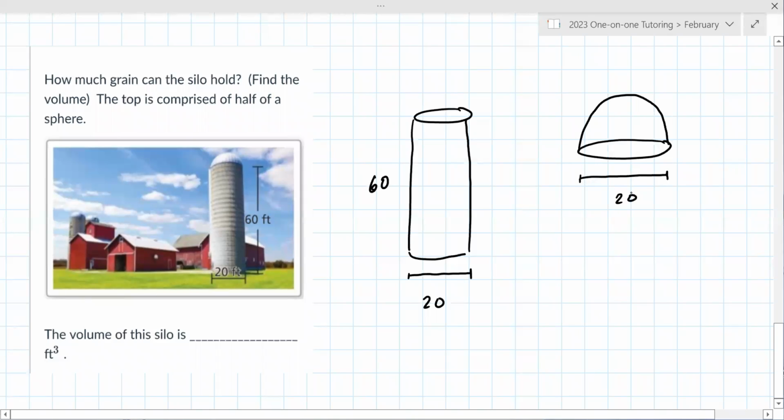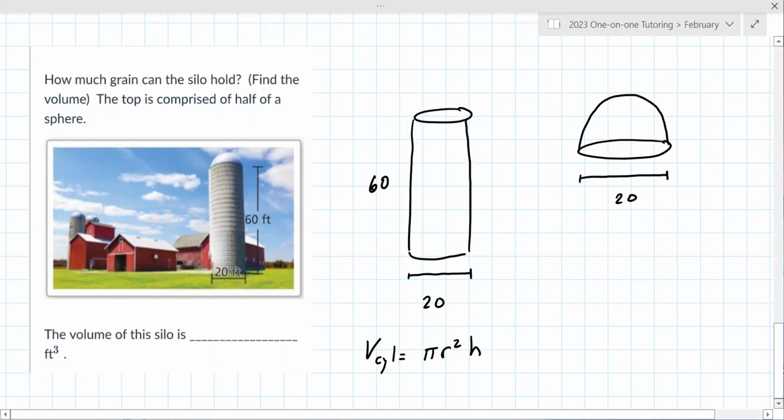Let's do one at a time. Let's find the volume of the cylinder. What's the formula for the volume of a cylinder? The overarching governing formula is base times height. Pi r squared h. Pi r squared h, yeah.